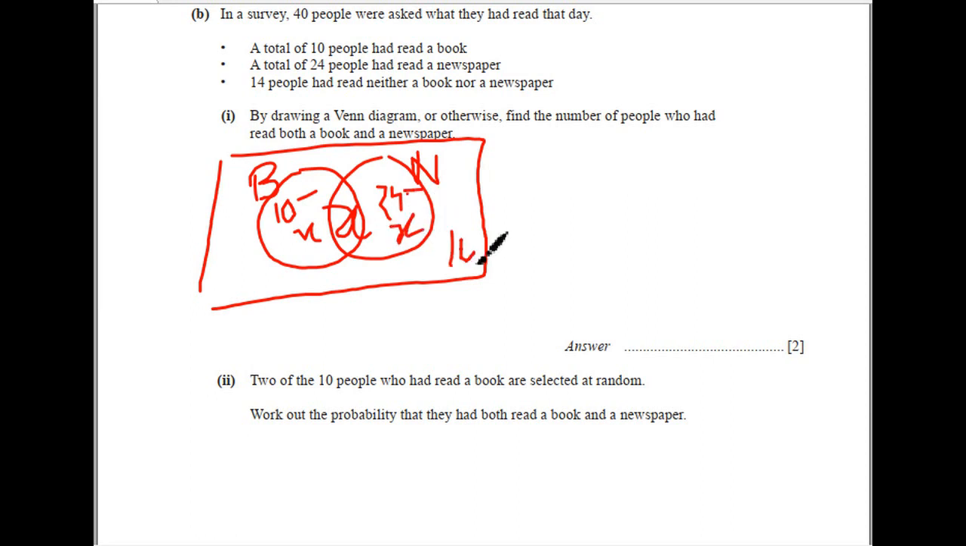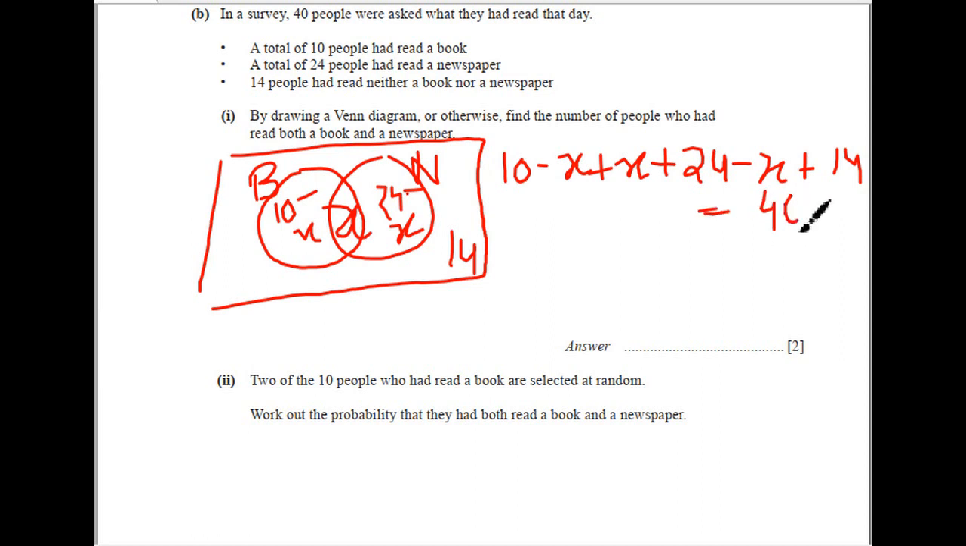And 14 people had read neither a book nor a newspaper. And in the survey, 40 people were asked. So add all these expressions and sum it to 40. So 10 minus x plus x plus 24 minus x plus 14 is equal to 40. Now simplify: this x and this x will get cancelled, rearrange and simplify, and you will get x is equal to 8 for part 1.